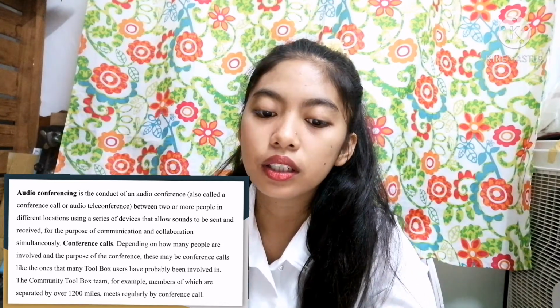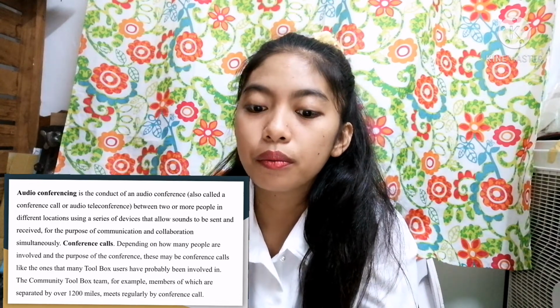Conference calls vary depending on how many people are involved and the purpose of the conference. These may be conference calls that many users have probably been involved in. You may probably make a conference call to each other, but you need to have a signal for that, and it depends on how people contact each other.